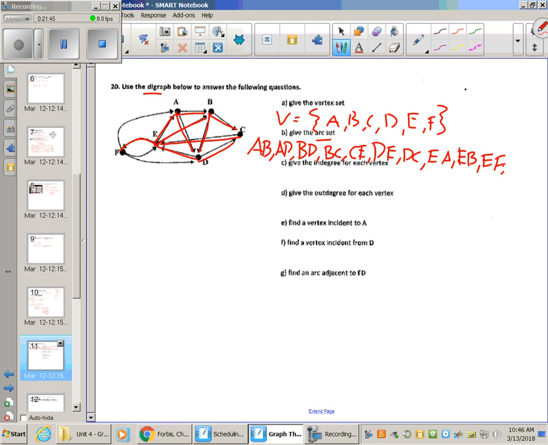And then lastly, with letter F, we've got three coming out of it: F, E, F, A, and F, D. And there you go. I've got them all accounted for. I went in alphabetical order and made sure I had them all for the arc set. Very nice.